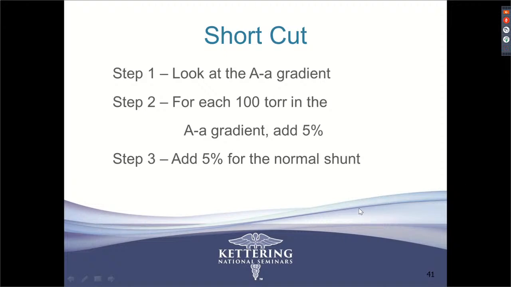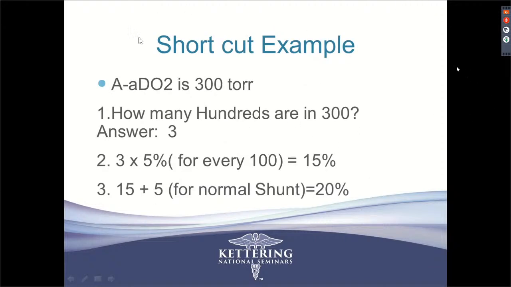And again, if you want to take pictures of these images or these slides, feel free to do so. So here's the shortcut. Here you got an A-a DO2 that's 300, all right? And they want to know what the shunt is. So basically, how many hundreds are there in 300? Well, that's pretty easy. There's 3 of them. Okay, so I'm going to take that 3, and for every 100, I'm going to multiply by 5%. Remember, for every 100, I'm multiplying by 5%. So there's 3 hundreds in there. So 3 times 5 is 15%.